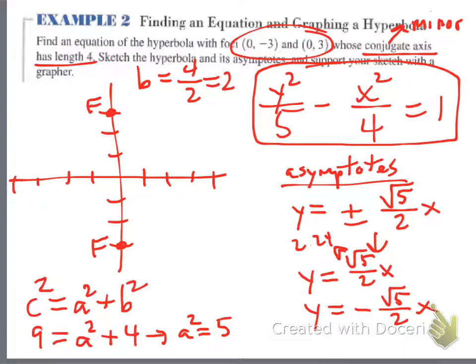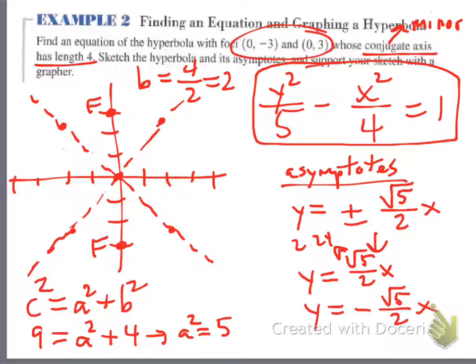So my rise would be a little bit more than 2 and then over 2. Okay? So a little bit up and then kind of right in here. And then it would be in the same place down here. So there's my first asymptote. Now I do the negative. Well, that's just the same thing, just on the other side. So there's my other asymptote.